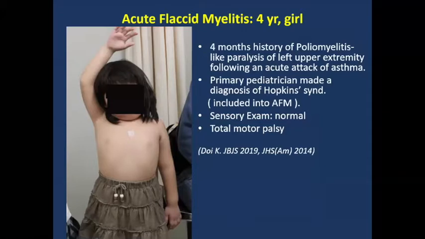A 4-year-old girl presented with poliomyelitis-like paralysis of the left upper limb following an acute attack of asthma 4 months ago. The primary pediatrician made a diagnosis of Hopkins syndrome, which was recently classified as acute flaccid myelitis, which was pandemic also in Japan. She had a total complete paralysis of the left upper arm, but the sensory was normal.